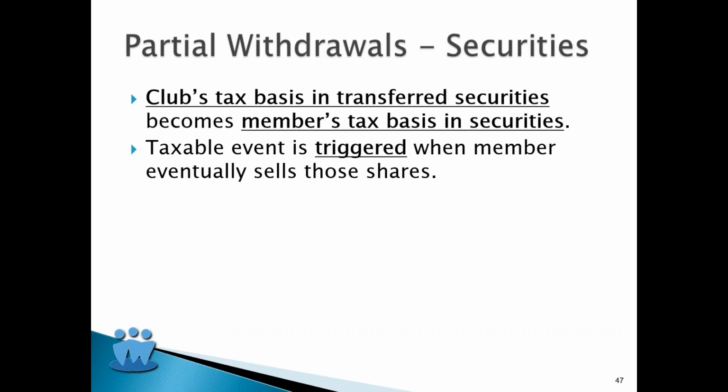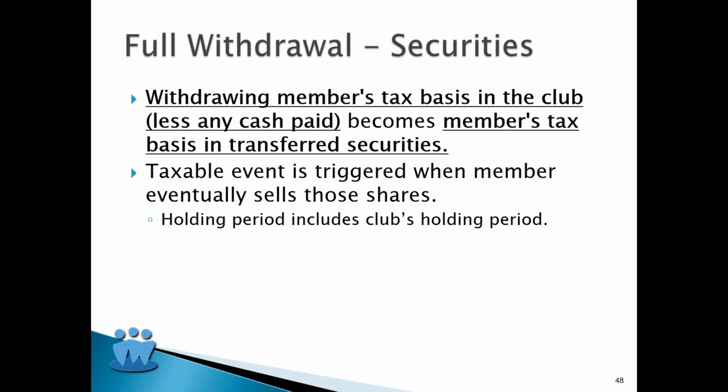But the advantage to the member, as Russell pointed out earlier, is that if they hold on to that stock for 10 years, then they don't have a capital gains liability to worry about until 10 years later. For full withdrawal securities, as we pointed out, the withdrawing member's tax basis in the club becomes the member's tax basis in the transferred securities, less any cash that's paid. So again, the taxable event only gets triggered when the member eventually sells those shares. So it could be 10 years down the road.